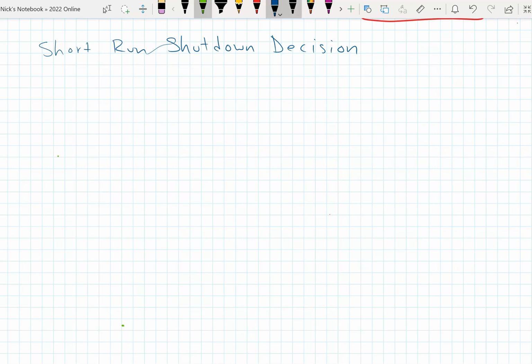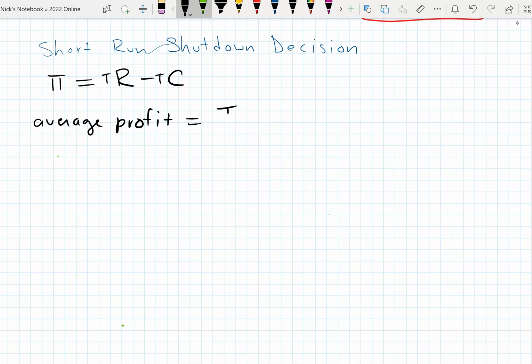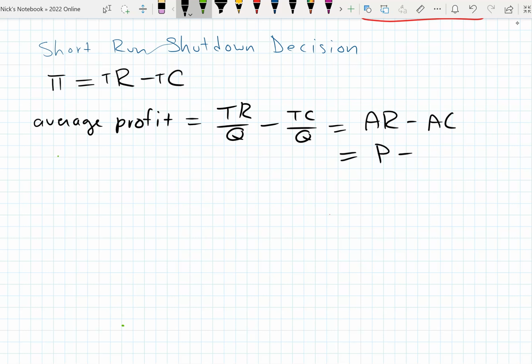To do this, it helps to do it graphically. So let's think about our profit. Remember, this symbol that looks like pi means profit. Our profit is equal to our revenue minus our costs, total revenue minus total cost. Our average profit, that means per unit, is total revenue divided by quantity minus total cost divided by quantity. That's our average revenue minus our average cost. And remember that our price is our average revenue, so that's just our price minus our average cost.